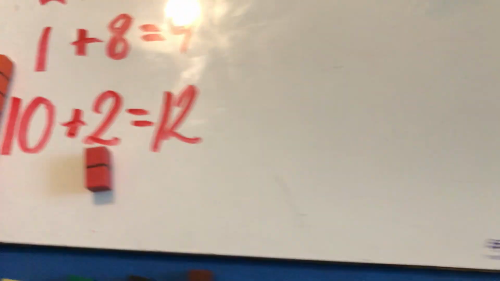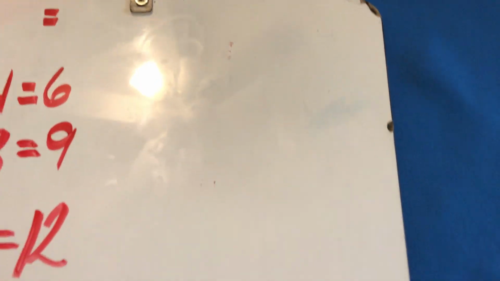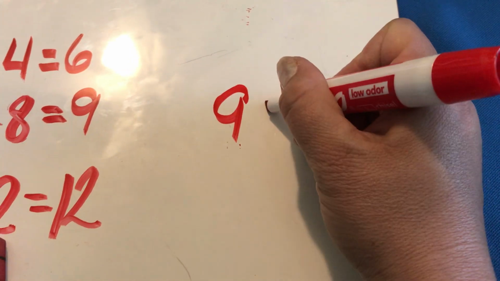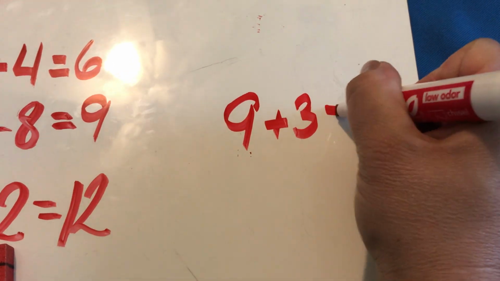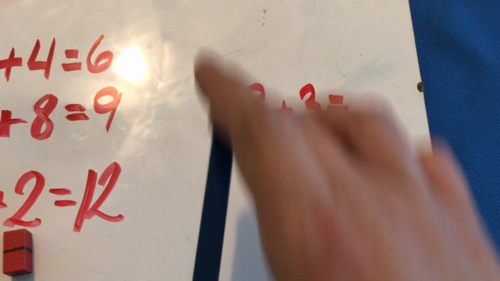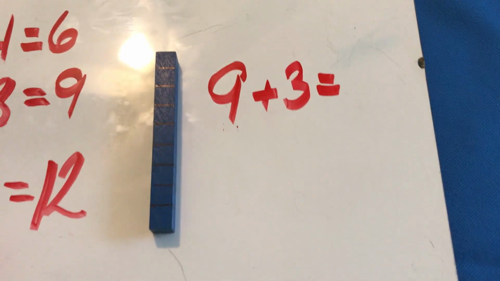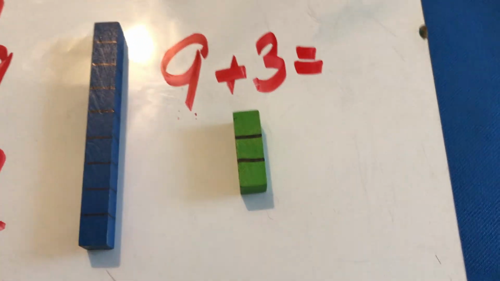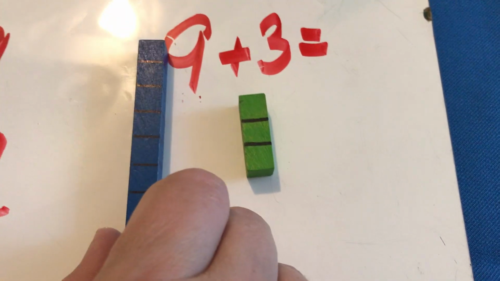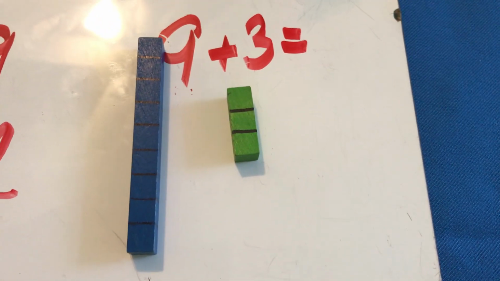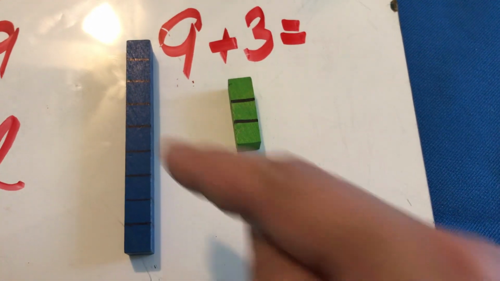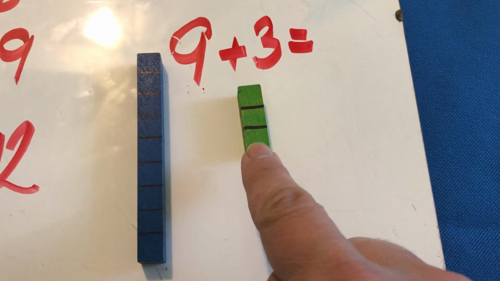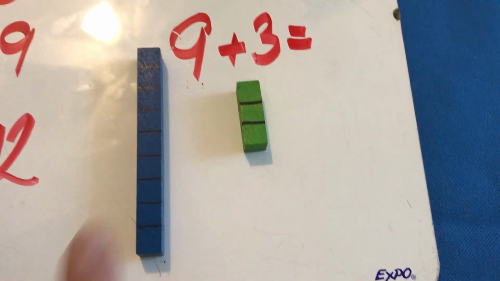All right, let's try 2 more, shall we? Let's try 9 plus 3 equals. Well, we could go through and count all those blocks, but we already know that's 9, right? So why count them if we already know it's 9? 9 plus 3 more. So let's start at 9. 9, 10, 11, 12.